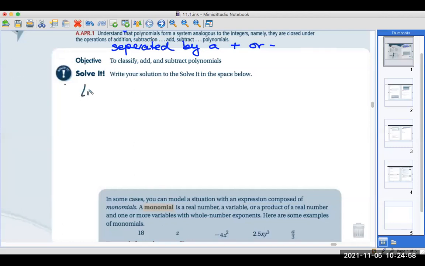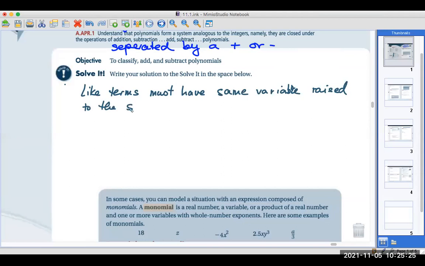Okay, so like terms must have the same variable, which is usually x or y, raised to the same power. And remember, we can only add or subtract like terms. If they're not like, then you can't do it.